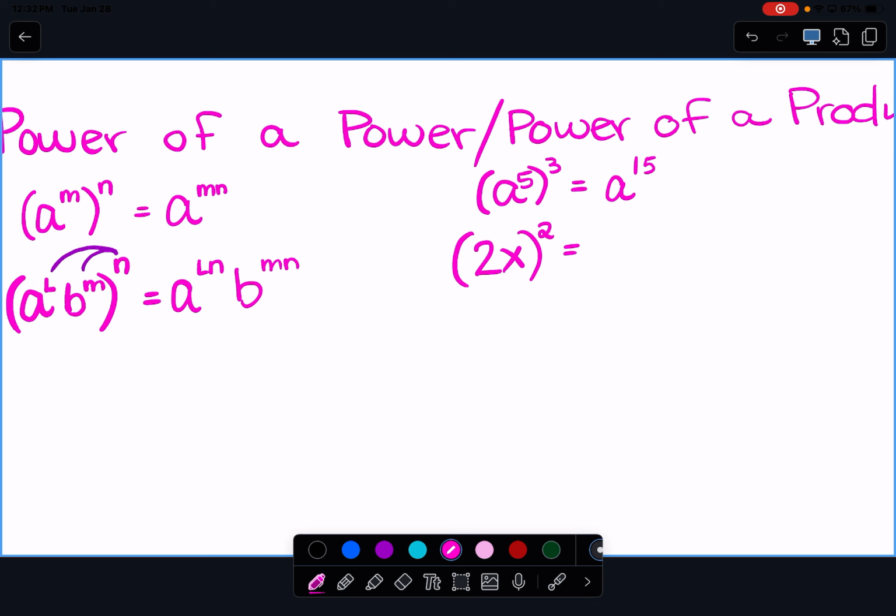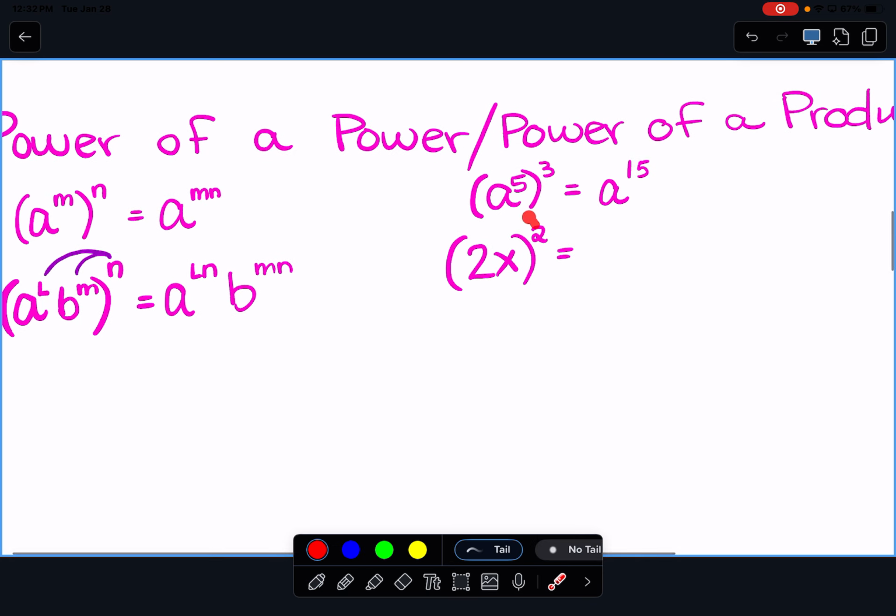So for this one right here. Okay. Do y'all see how this 2 is inside that parentheses? That means that 2 is getting squared too. So what is 2 squared? And then what is x squared? Exactly.